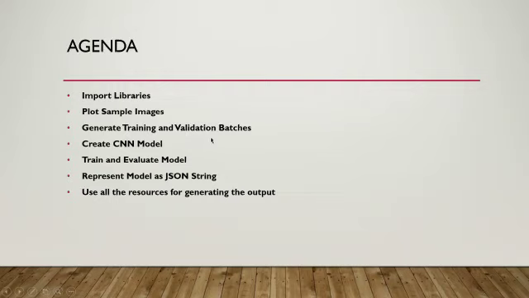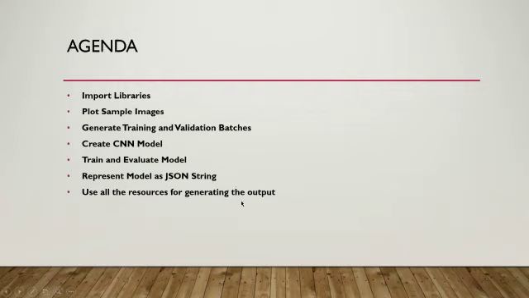After that, we create some CNN models for convolution layers. After that, we need to train. That means we need to validate the information which came from the CNN model. After that, we need to save the output as a JSON file. After that, we use all the resources for generating the output.